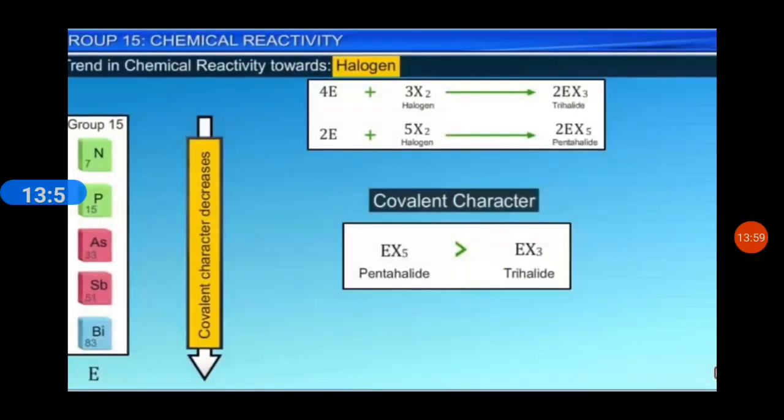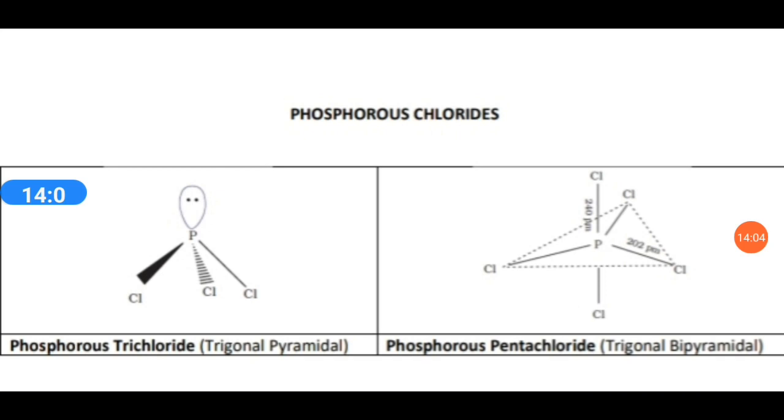The covalent character of these halides decreases down the group. Here are the halides of phosphorus, phosphorus trichloride and phosphorus pentachloride. Phosphorus trichloride is trigonal pyramidal, whereas phosphorus pentachloride is trigonal bipyramidal.